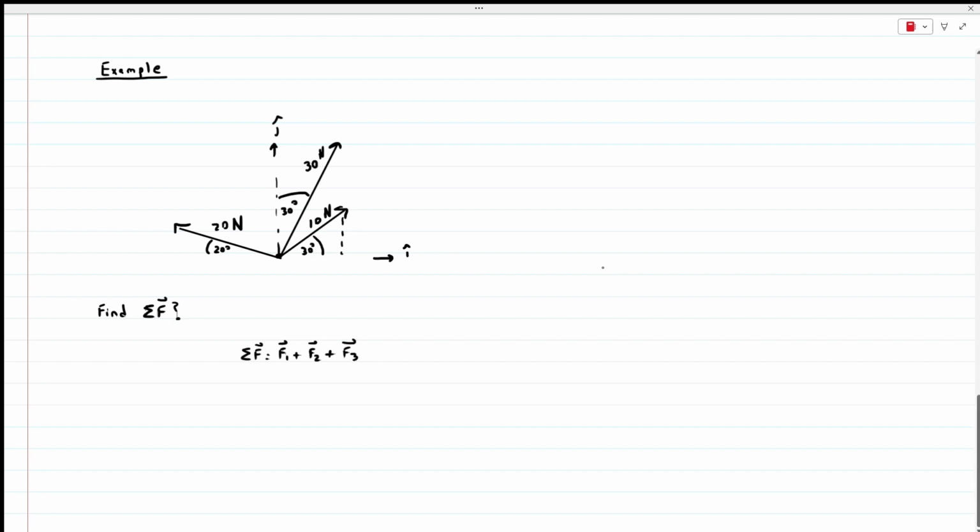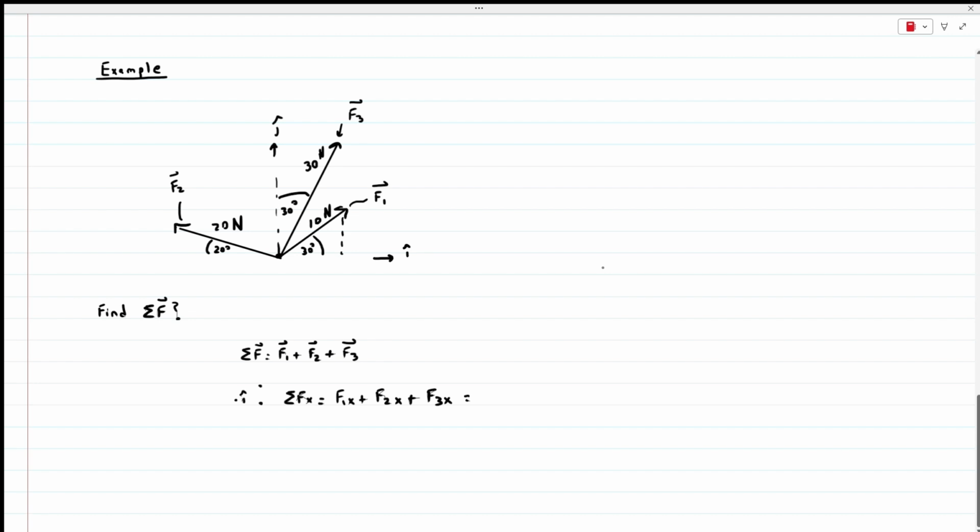What we can do is project this equation in 2 directions. Let's start off with the i hat projection. The sum of the forces in the x direction has to be equal to F1x plus F2x plus F3x. What is F1x equal to? Let's label the forces above. Let's call this one F1, this one F2, and this one F3.